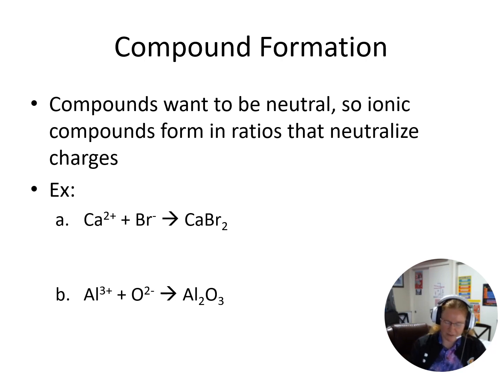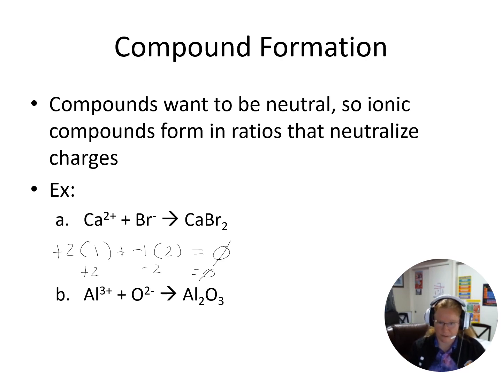So how did I get to CaBr2? Calcium's at a +2, and I need some number of those. Bromine's at a -1, and some number of those has to equal 0. So for +2 and -1, the common number both of those divide into is 2. So 2 times 1 gives me 2, and 1 times 2, so I get a +2 and a -2, which give me the 0. So there's my 1 calcium and 2 bromines.